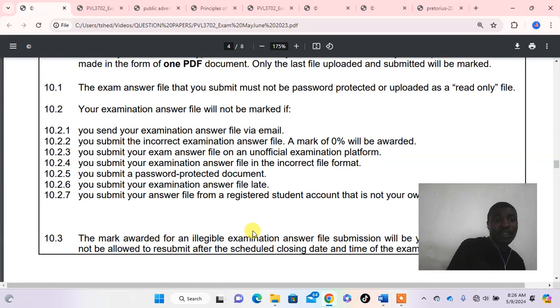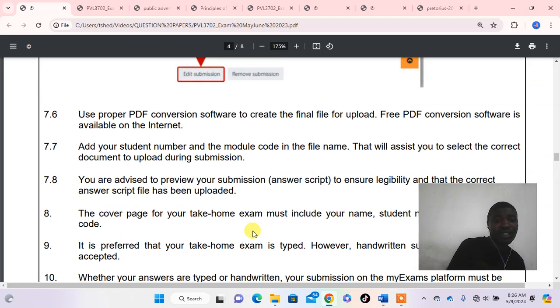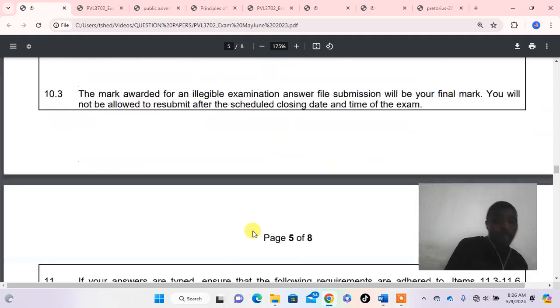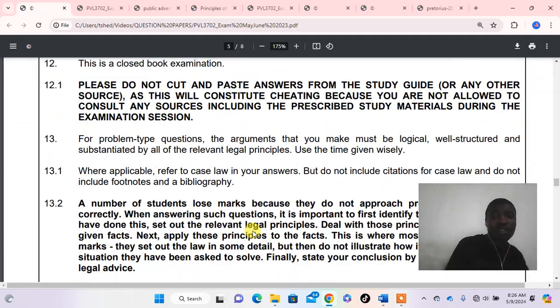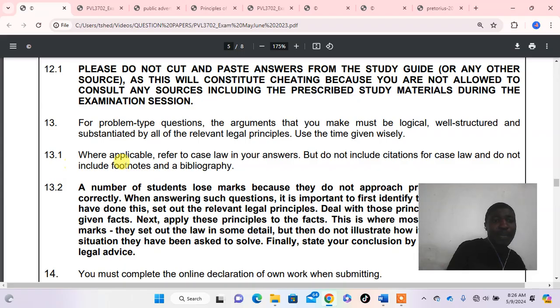Where is that one? I'm trying to check that instruction. Yes. Where applicable, refer to case law in your answers, but do not include citations for case law and do not include footnotes and bibliography.